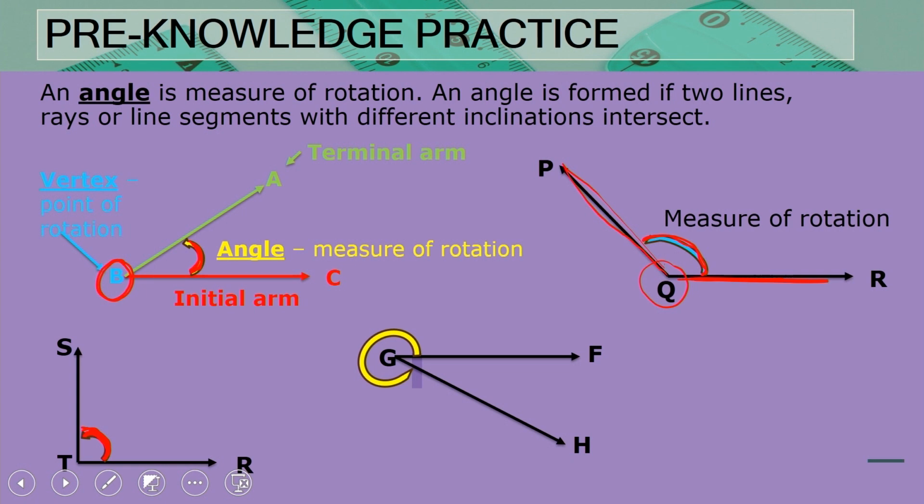And of course, this terminal arm can go all the way around. From the initial arm, it goes almost all the way around back to the initial arm, but forming an angle outside there. Also, it's that arm rotating at that vertex. Let's look at more of these angles and see how we can describe each of these angles.